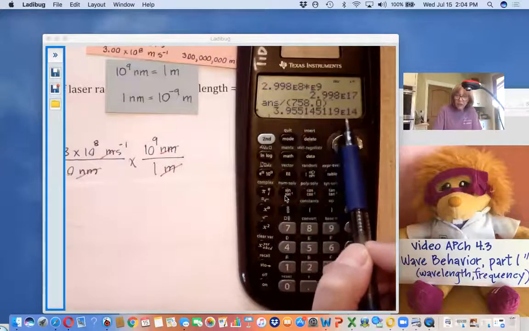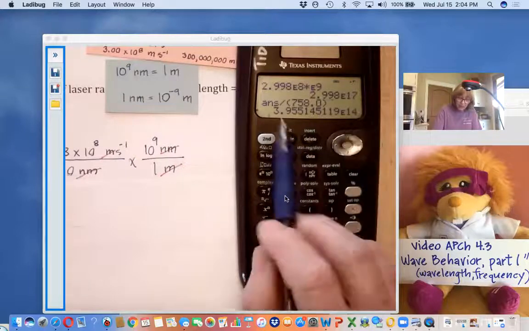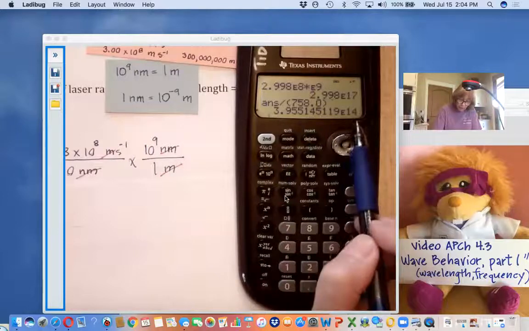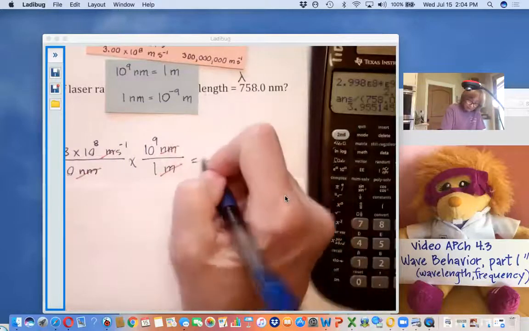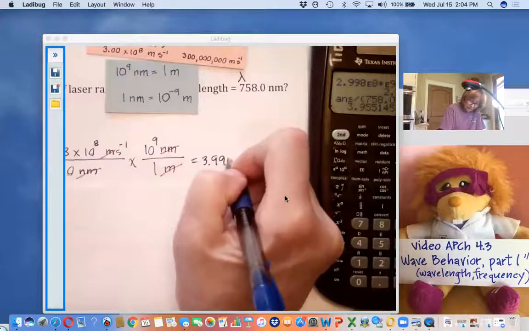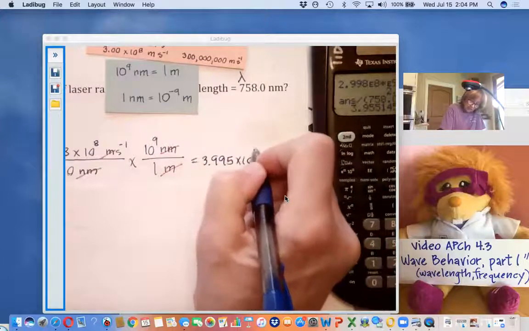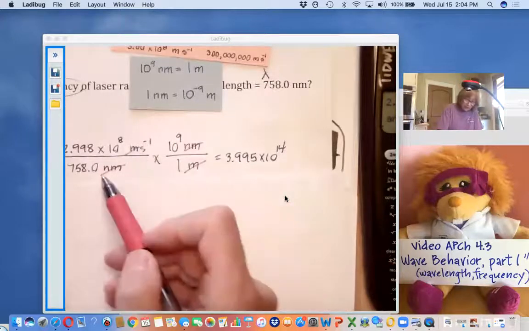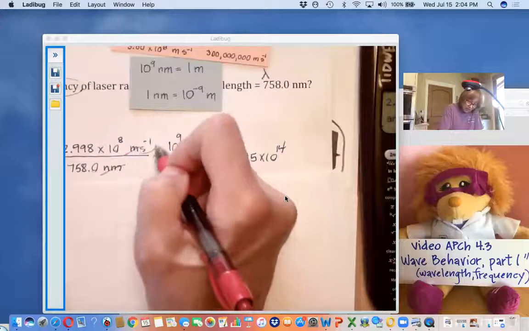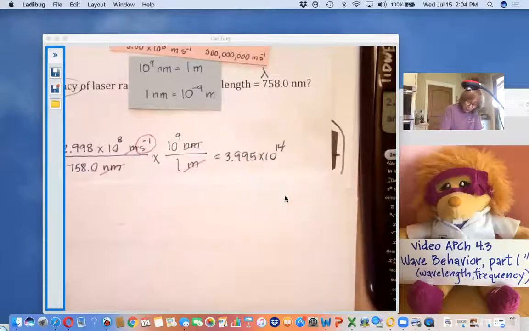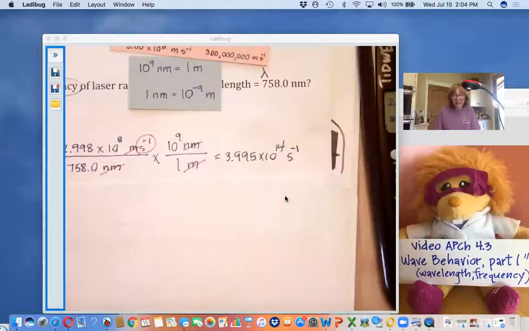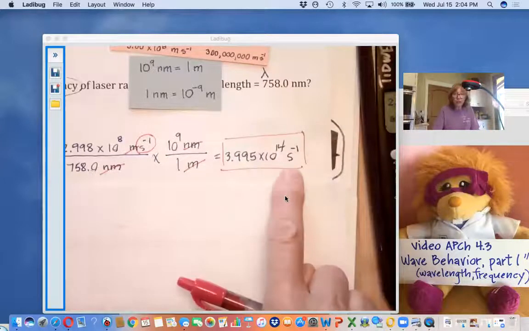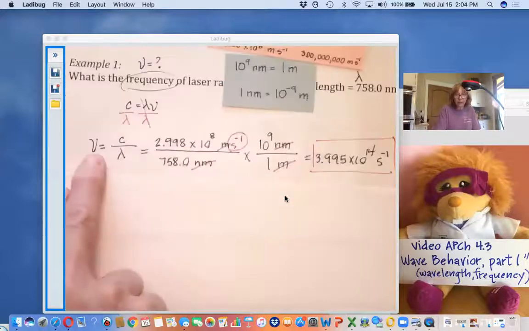Look all the way out to the end of your display. There's E14. So this answer is 3.955 times 10 to the 14. And my unit, again, meters canceled, nanometers canceled. And here's my unit of per second, which is exactly the appropriate unit when solving for frequency.